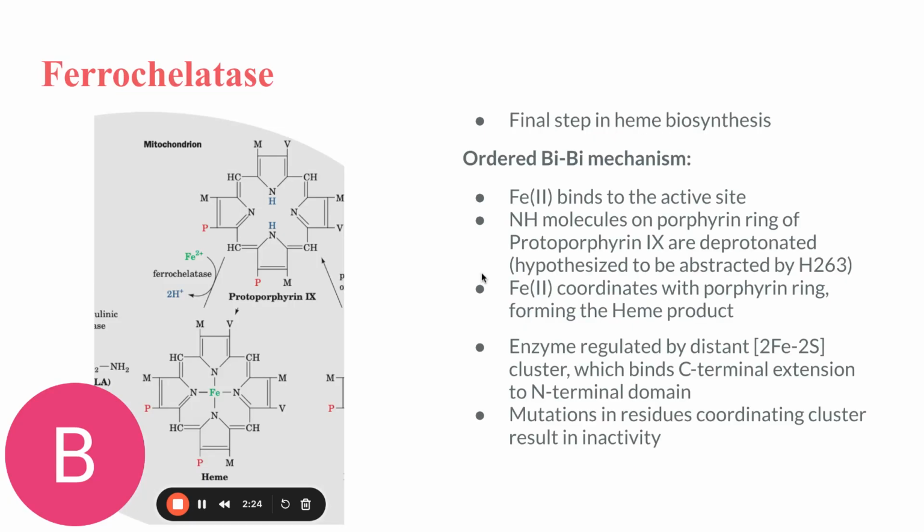Now we skip ahead a few steps to the final ring formation reaction, ferrochelatase, which essentially just adds the iron atom to the already formed porphyrin ring. This is an ordered bi-bi mechanism, so iron II binds to the active site first, and nitrogen atoms on the porphyrin ring of protoporphyrin IX are deprotonated, which is hypothesized to be abstracted by histidine 263 in ferrochelatase, and then iron coordinates with the porphyrin ring, forming the heme product with these four nitrogen ligands.